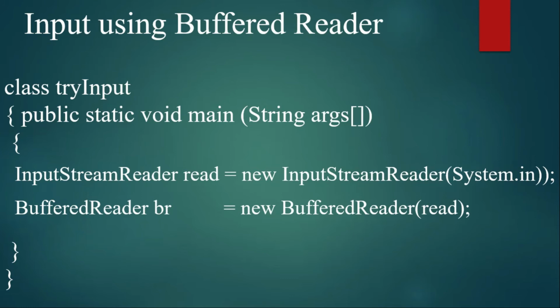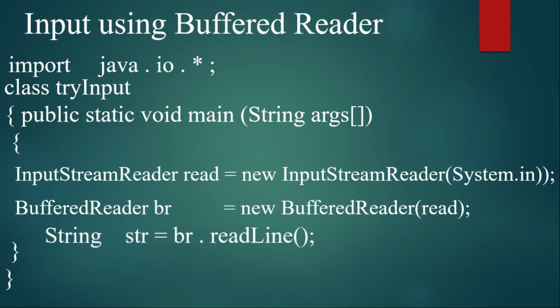To use the BufferedReader, we need to import both BufferedReader and InputStreamReader class, which is in the IO or input-output package in Java. So we write import java.io.*. The wildcard star imports all classes in java.io package, which includes both BufferedReader and InputStreamReader. BufferedReader class has one function, readLine, which gets input from the user in the form of string. So we write String str = br.readLine().